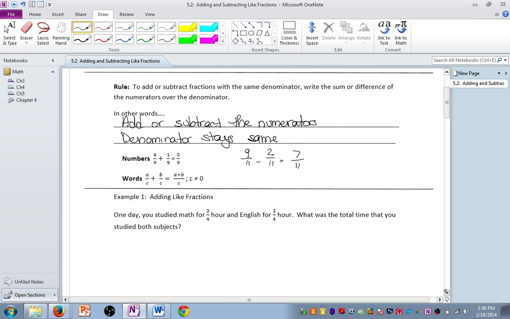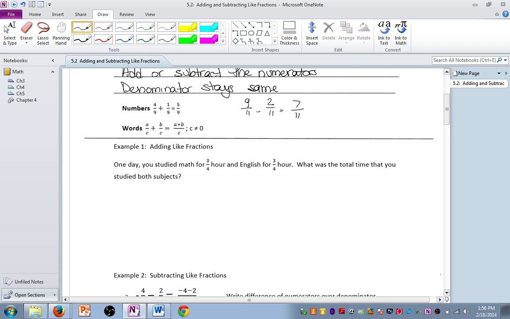If we are adding like fractions, here's an example. One day you studied math for 3/4 of an hour and English for 3/4 of an hour. What was the total time that you studied both subjects? So we studied math for 3/4. We studied English for 3/4. You add your numerators, so 3 plus 3 over 4, that is equal to 6 over 4.